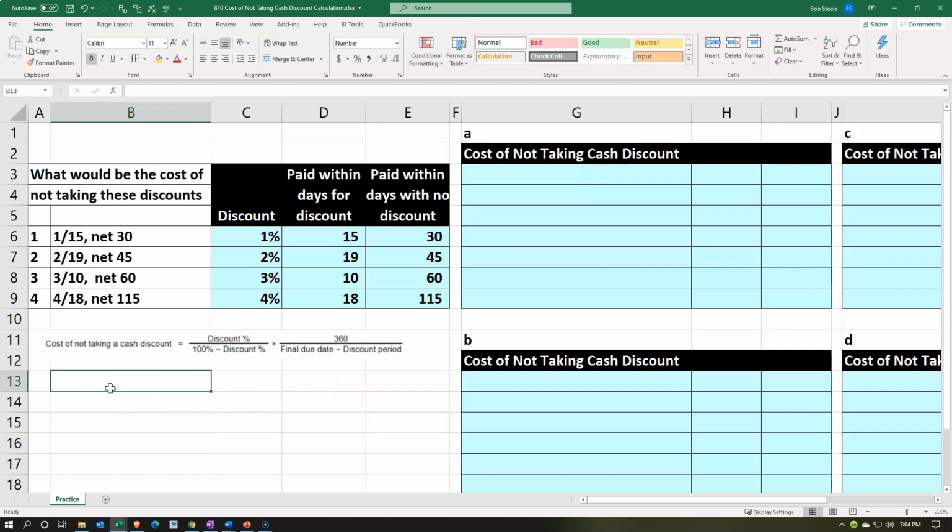So the formula is going to be cost of not taking the cash discount. We've got the discount percent over 100% minus the discount percent times 360, which is going to be the days in a year, which is going to be, rather than 365, we're using 360, which is we're going to assume even 30-day months times 12 months, 360, divided by the final due date minus the discount period. Meaning, for example, here, the final due date being 30 minus the discount period of 15.